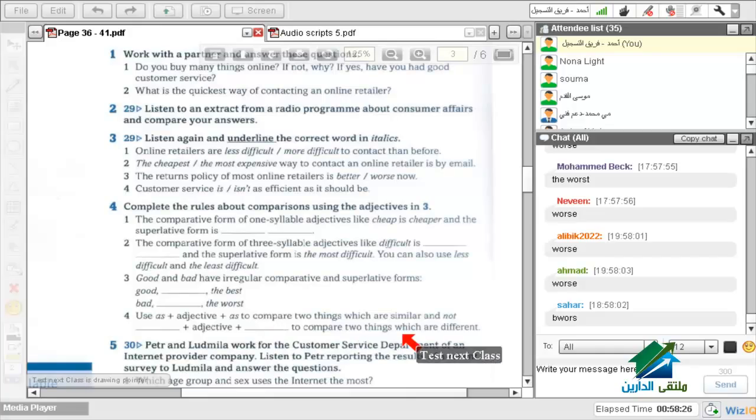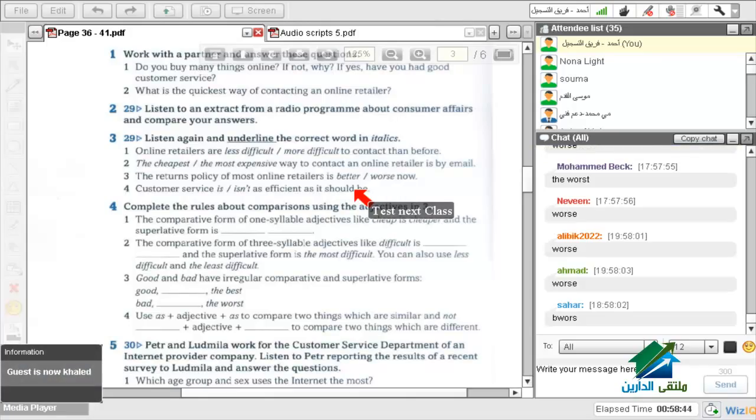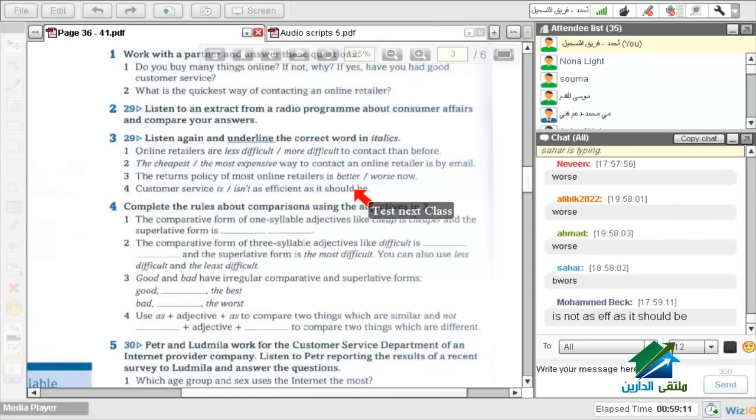As plus adjective plus as to compare two things which are different. Okay? Like here, customer service and should be. Should be what needed to be. Right? You compare the current customer service with the ideal one. So you will say customer service is not as efficient as it should be. So you compare the customer service we have now, or the current one, I mean, with the customer service needed to be delivered to the customers. So it's not as efficient as it should be. Exactly.